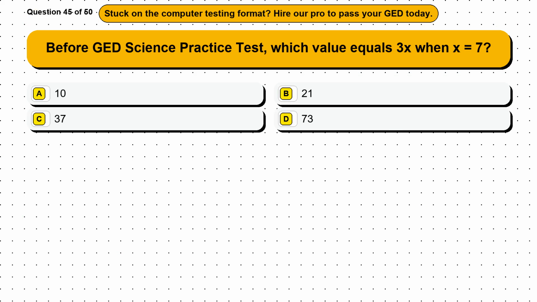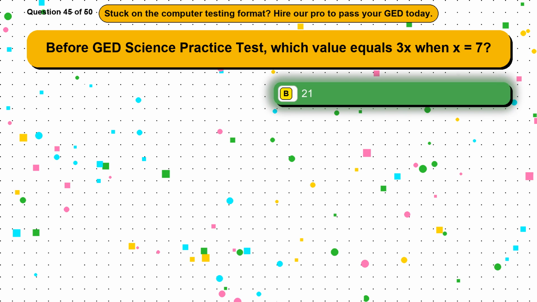Question 45. Before GED Science Practice Test, which value equals 3x when x equals 7? Option A, 10. Option B, 21. Option C, 37. Option D, 73. The correct answer is option B, 21.